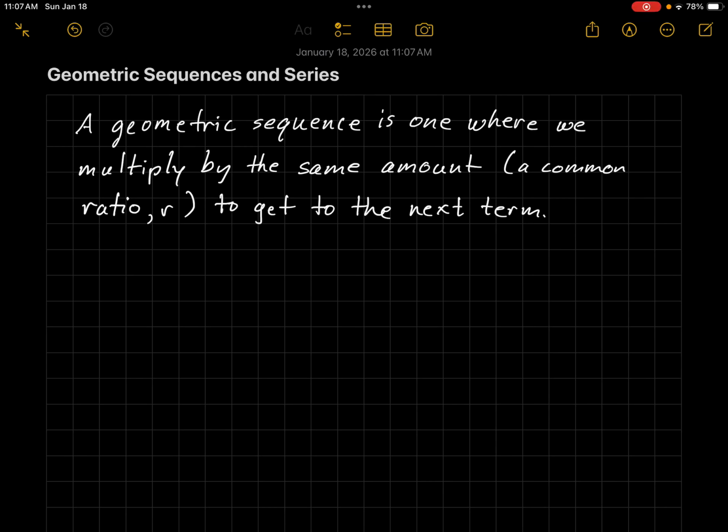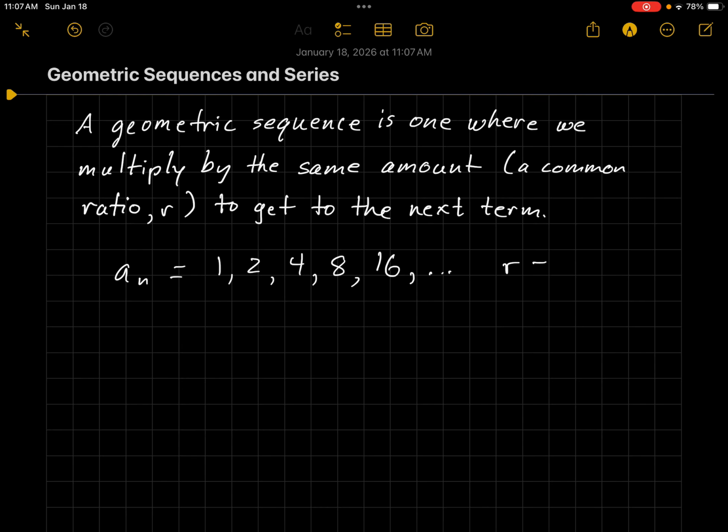Geometric sequences and series. A geometric sequence is one where we multiply by the same amount, what we call a common ratio, to get to the next term. An example would be the sequence 1, 2, 4, 8, 16, and so forth, where we multiply by 2 to get to the next term.